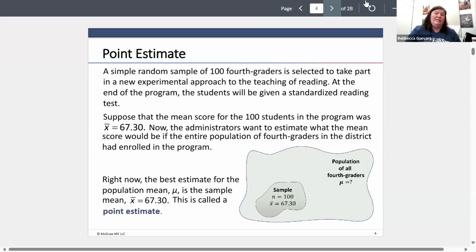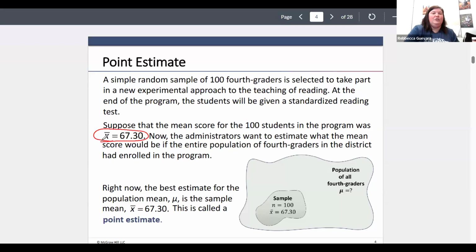All along, we've been saying that a sample mean is an estimate of your population mean. And that's still the case here. A simple random sample of 100 fourth graders is selected to take part in a new experimental approach to teach a new teaching method for reading. At the end of the program, students will be given a standardized reading test. Suppose the mean score of the 100 children who were in the program is 67.3.